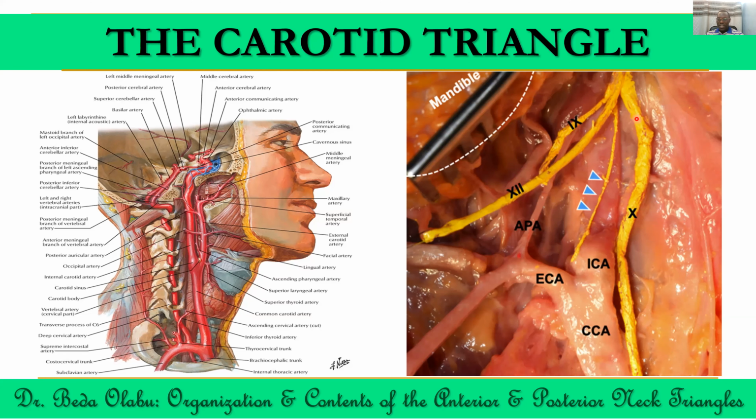Its pharyngeal branch also contributes to the pharyngeal plexus. Remember, vagus has connections with the cranial accessory nerve. And so through that pharyngeal branch, the cranial accessory nerve is able to supply muscles of the fourth pharyngeal arch.